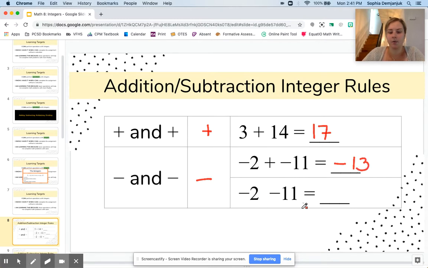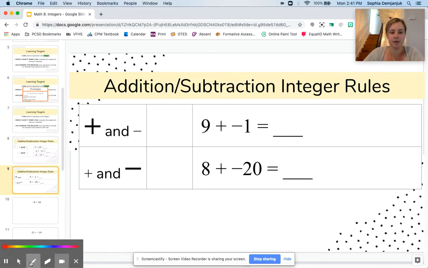And you can see this example right under it is the same exact thing. Negative 2 minus 11 is just like saying negative 2 plus a negative 11 to give you that negative 13 again. Second rule that we're talking about is when we're adding and subtracting integers and they're different signs. So the rule for that is you're going to keep the sign of whatever number is bigger, and then you're going to subtract your two numbers. So let's say you have a positive and a negative, and the positive number is bigger. It's going to stay positive. So I have 9 plus a negative 1. My answer is going to stay positive since 9 is bigger, and I'll subtract just my numbers, 9 minus 1, to give me 8.